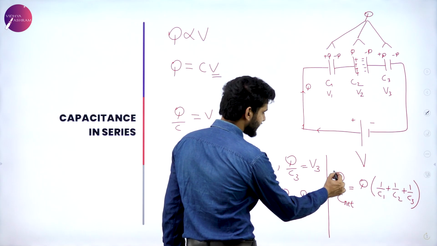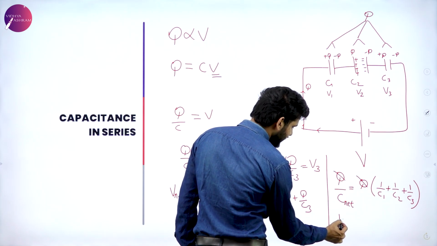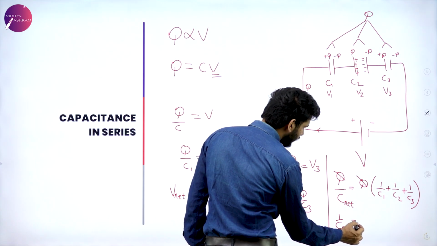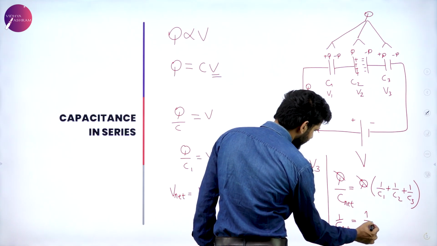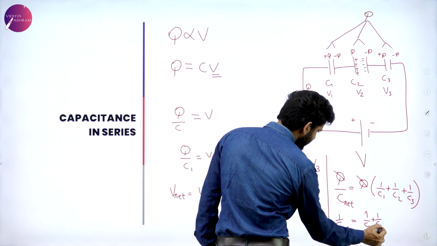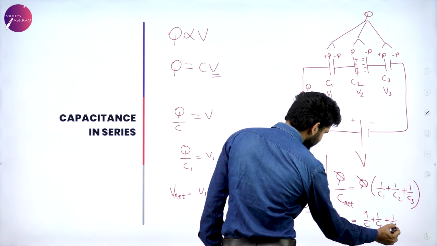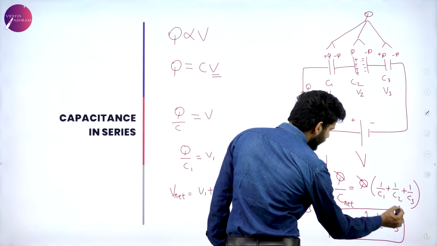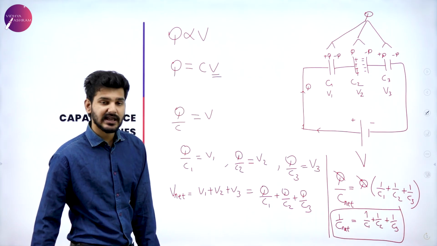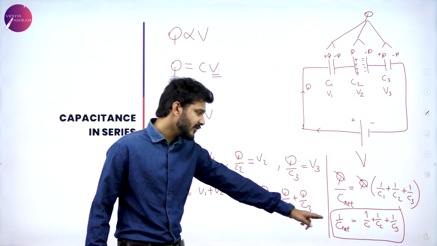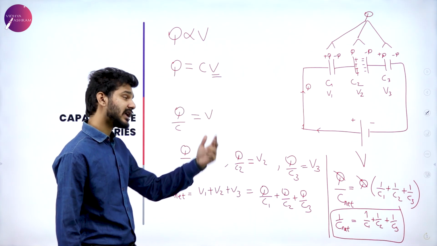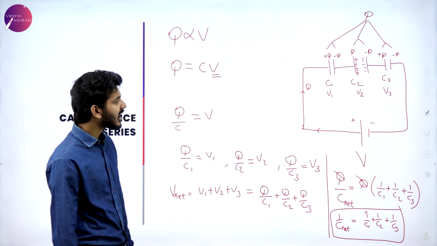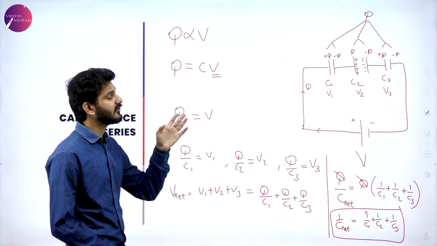That is, I can cancel out the Q's and simply write 1 by C net is equal to 1 by C1 plus 1 by C2 plus 1 by C3. So this is the equation in order to find the net capacitance. So we'll get only 1 by C. In order to find out the net capacitance, we have to turn it upside down. I'll show you an example for that. But firstly, listen to what we just did.